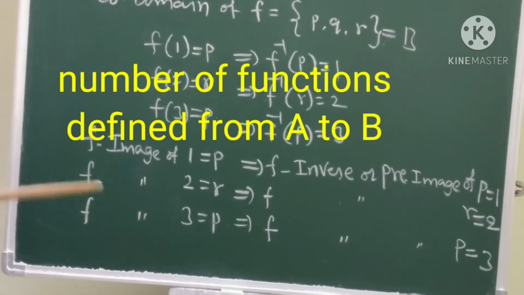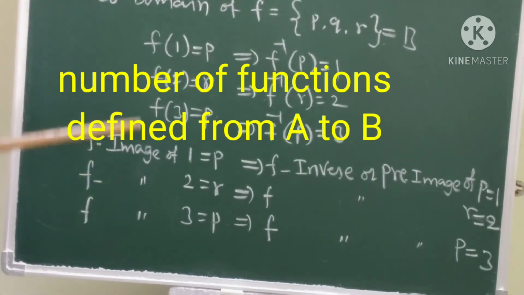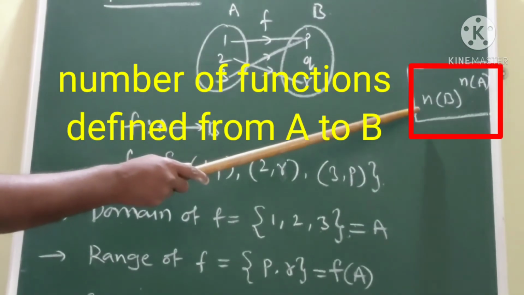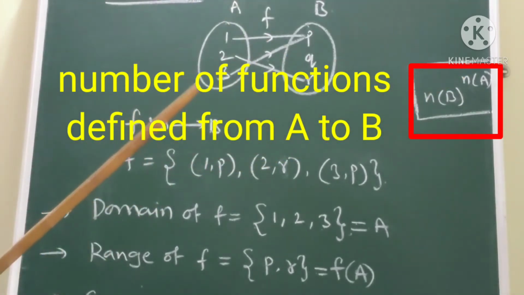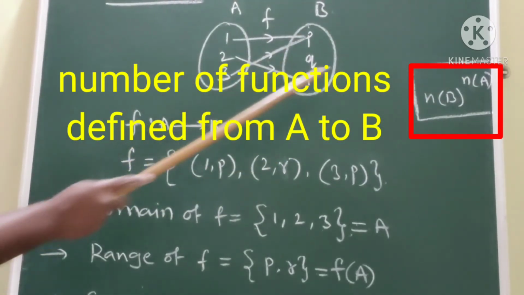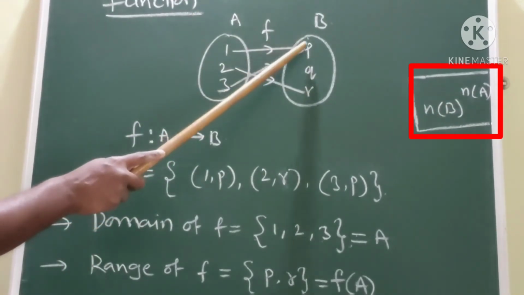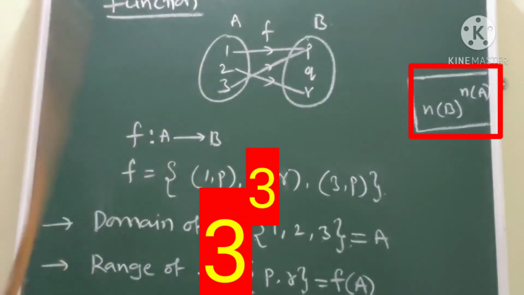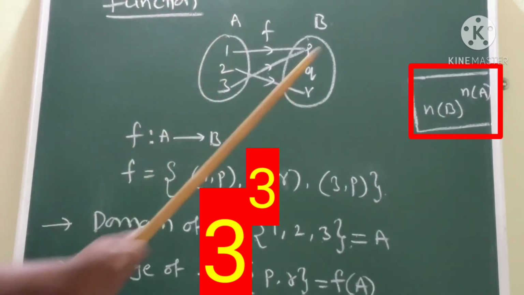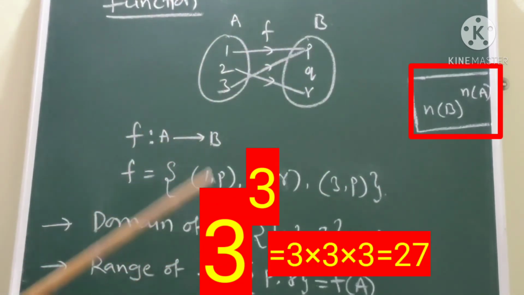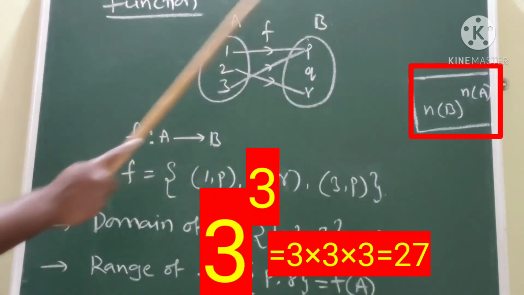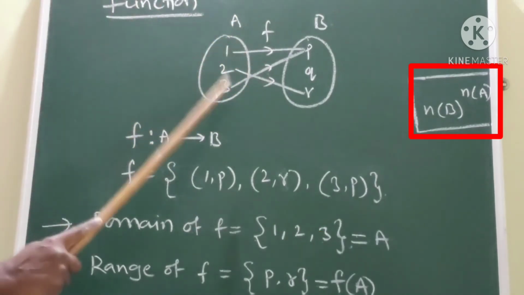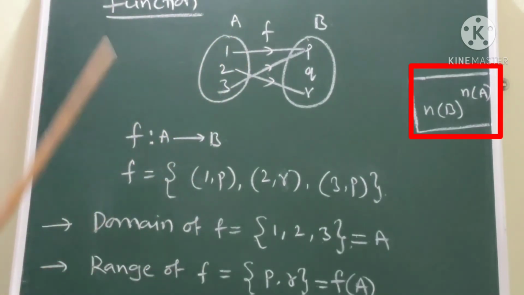Next, the final point. The number of functions we can write from A to B is given by this formula: n(B) to the power of n(A). For example, in this example, what is n(B)? n(B) is 3, since B has P, Q, R. n(A) is 1, 2, 3, that is 3. So the number of functions defined from A to B is 3 power 3. 3 power 3 means 3 into 3 into 3, that is 27. So by using this A and B, we can write 27 examples of functions. So this is the introduction to a function.